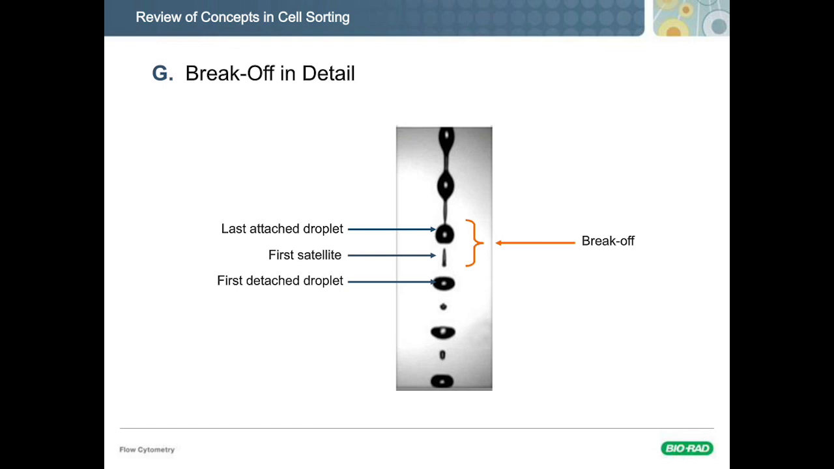So what we're looking at doing is setting up the cytometer so that we have the last attached droplet where we want it within the break-off region that the instrument is all pointing at. And then we can measure the properties of the satellite, look at where the detached droplets are, and later in the process maintain it so that it stays exactly where it is. I always like to look at this because it gives you a really good view into how those droplets are breaking off and what's happening there.